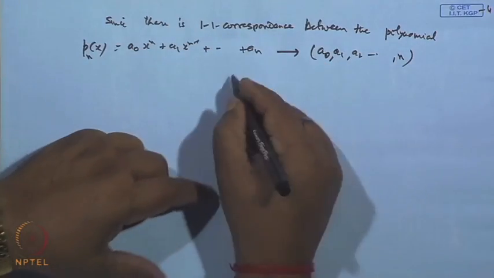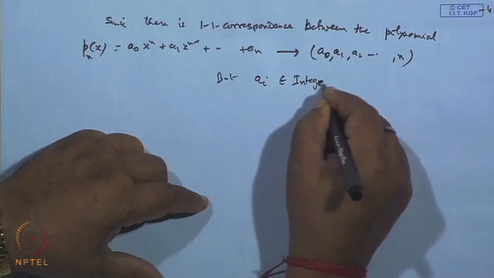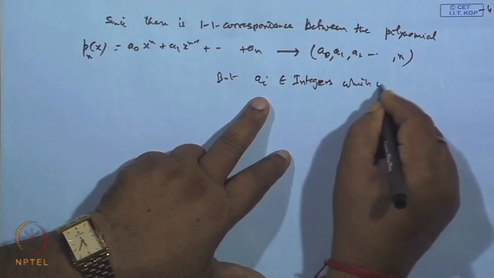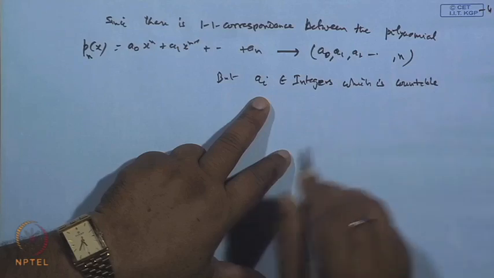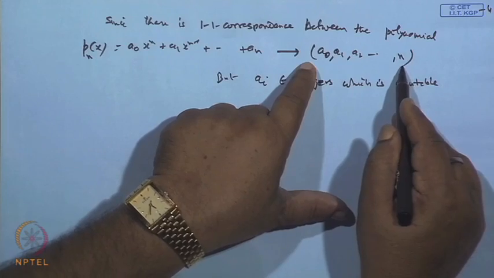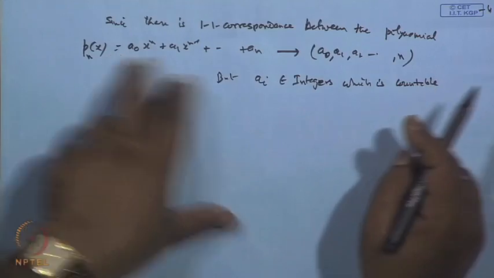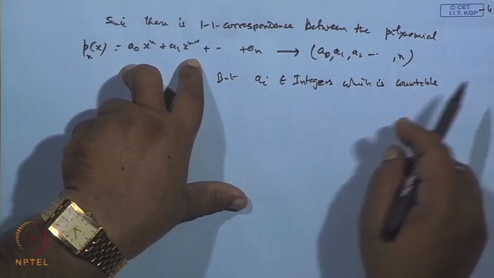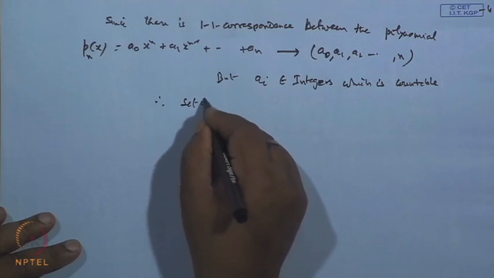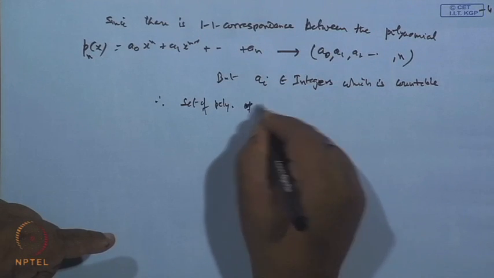But what are the coordinates? The coordinates of this, they are integers, integral values, and the set of integers is countable. So, this collection of the tuples is a countable set, because these are integers, and there is a one-to-one correspondence between the elements of this set and this. So, this collection will also be countable. So, this shows that the set of polynomials of degree n is countable.